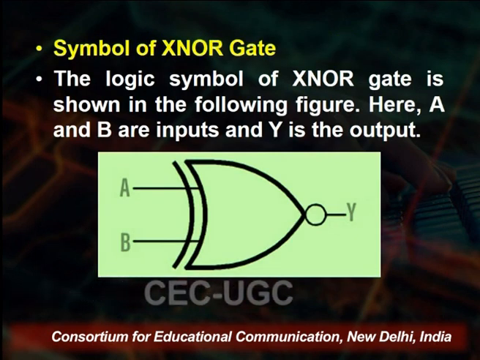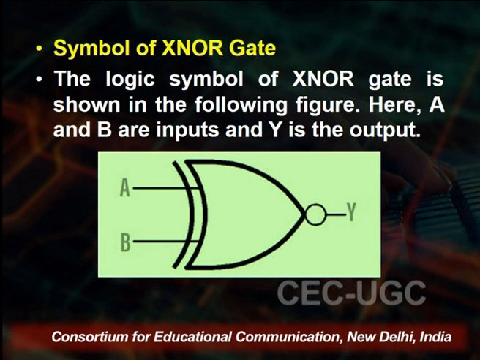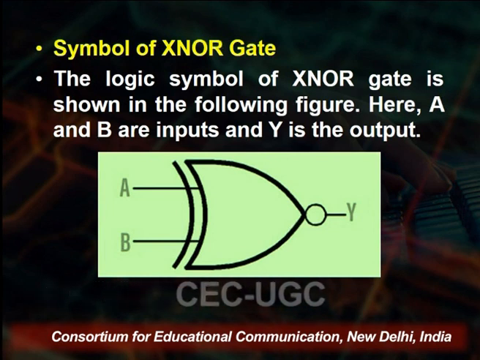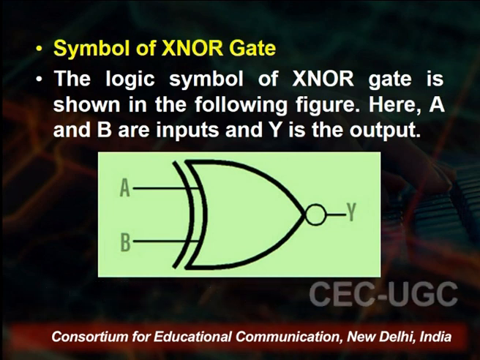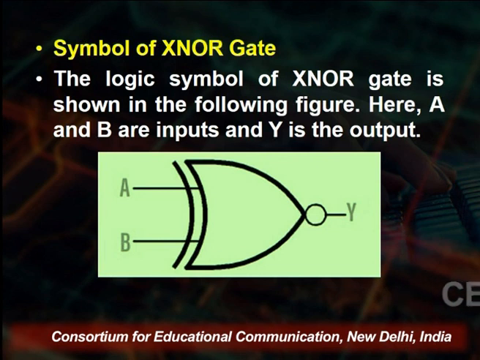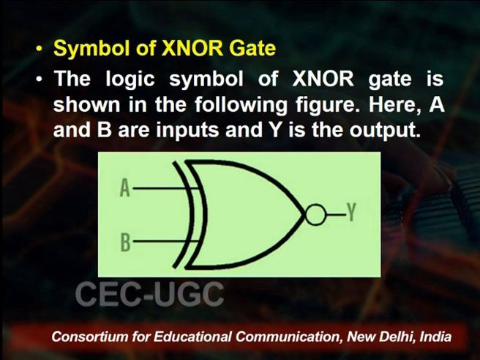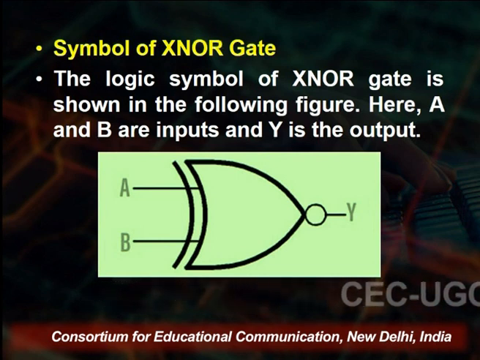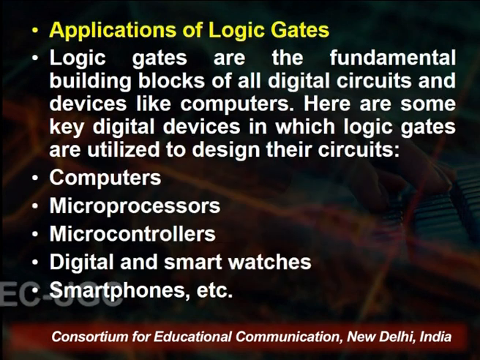Next, this is the symbol. Now, you see the XOR gate is here, and there is a bubble at the output. So it is an XNOR gate, the XOR with a negated output. The logic symbol of the XNOR gate is shown in the figure, where A and B are inputs and Y is the output.